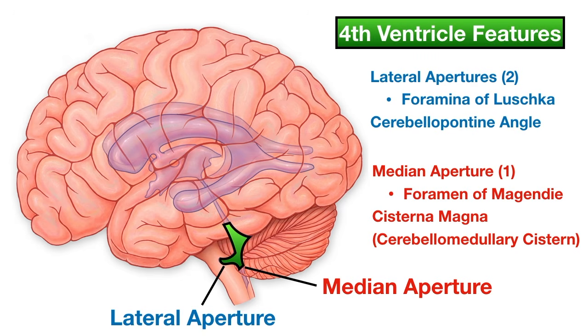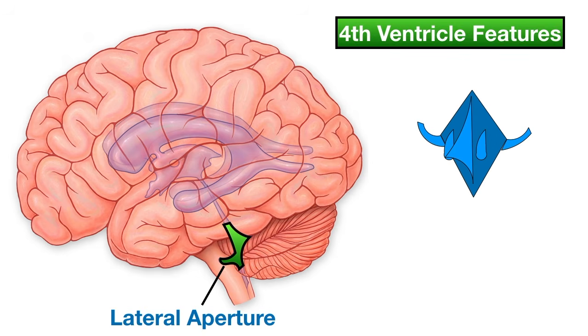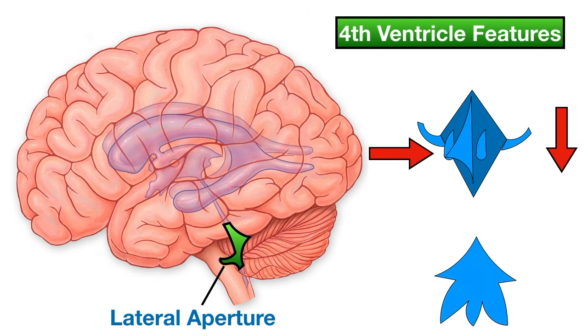Now we're going to see a better image of the median aperture here shortly, but you can see how the lateral apertures come off of the lateral aspect of the fourth ventricle. And these lateral apertures are actually formed by two of the 5 recesses that the fourth ventricle has. So here we have a basic cartoon image of the fourth ventricle. If you look at it from the side, we'll have that tent-like structure that we're used to seeing. And if you look at it from above, you'll see more of a starfish shape.